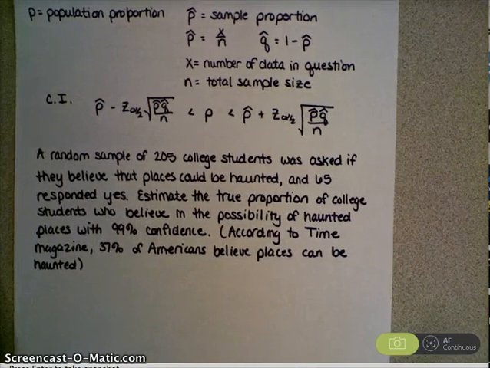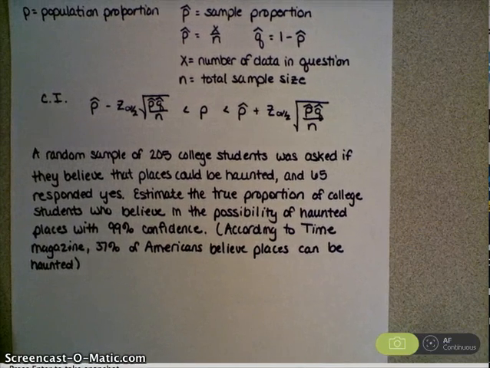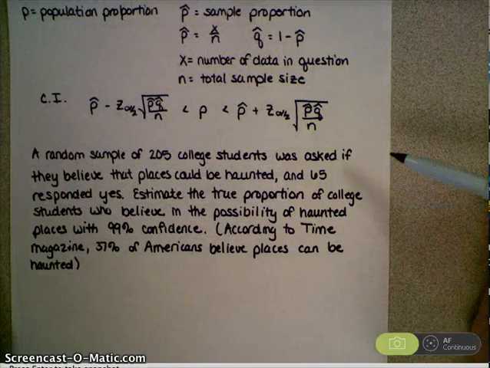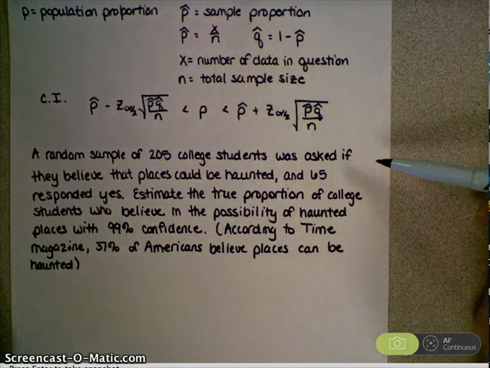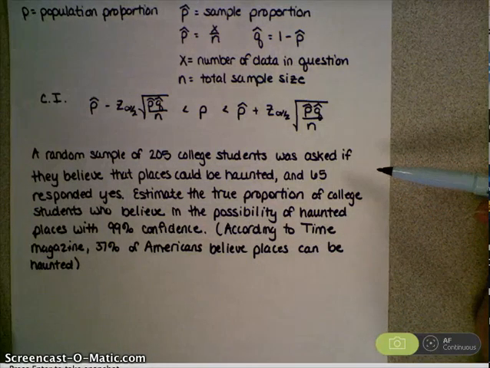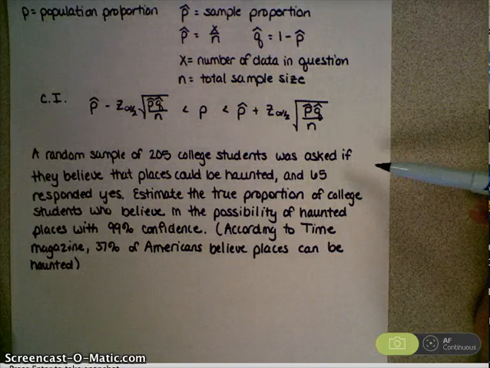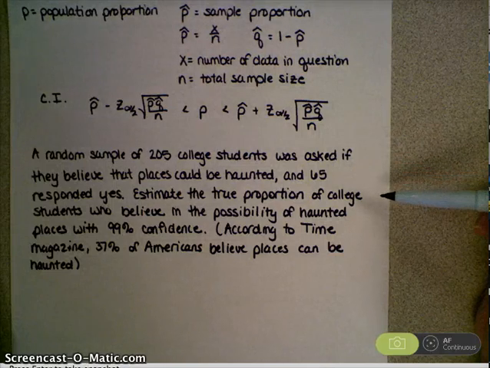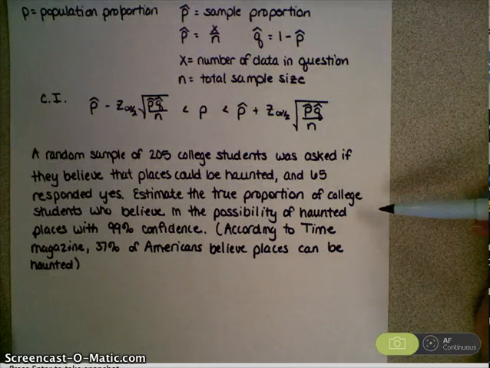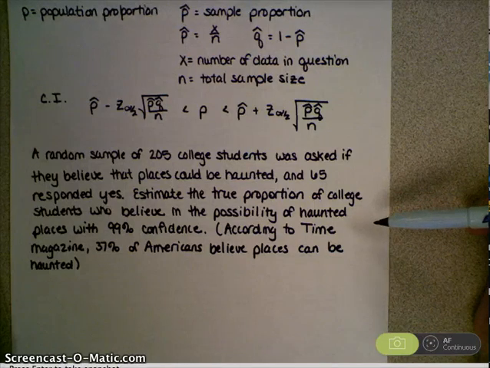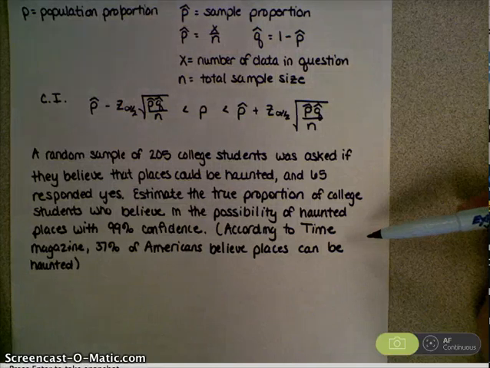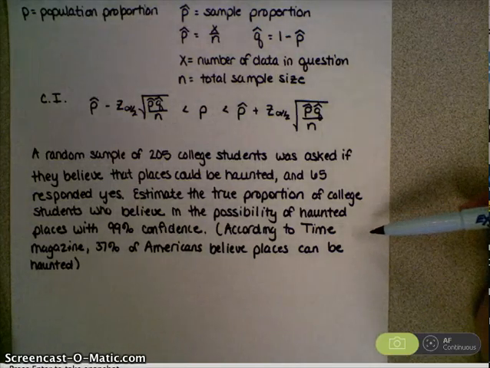Let's look at an example here. We have a random sample of 205 college students, and they were asked if they believe that places could be haunted. 65 of them responded yes. We're going to use that sample and estimate the true proportion of college students who believe in the probability of haunted places with 99% confidence. Now this is just extra, but according to Time magazine, 37% of Americans believe places can be haunted.